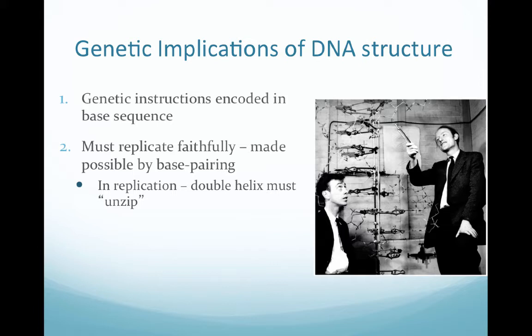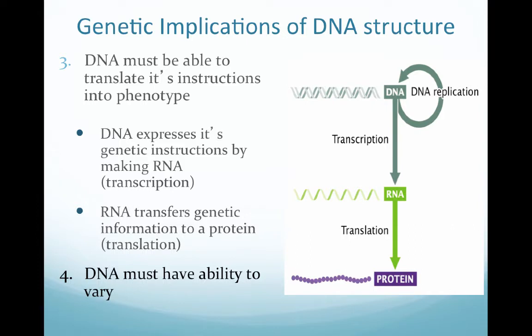created and expressed. The second major implication is that DNA has to be able to replicate faithfully, and we're going to hit this hard in chapter 12. This faithful replication is really made possible by the pairing of the certain bases. So in the replication chapter, chapter 12, which we're going to get to next week, is where we actually see the double helix having to unzip in order for it to be replicated.